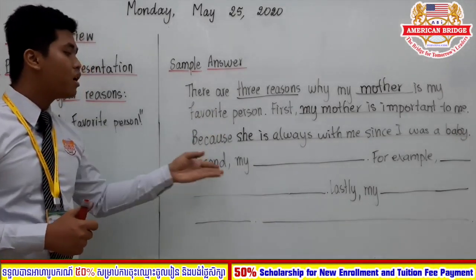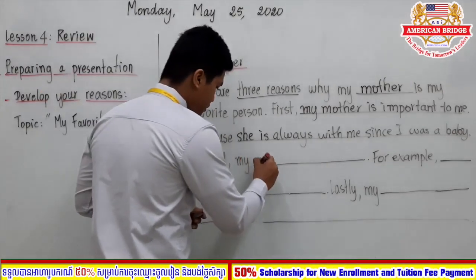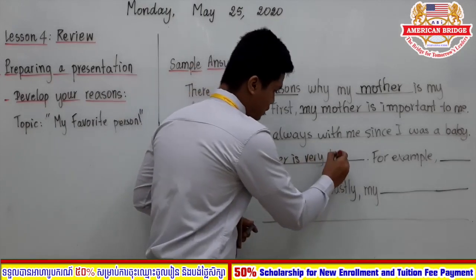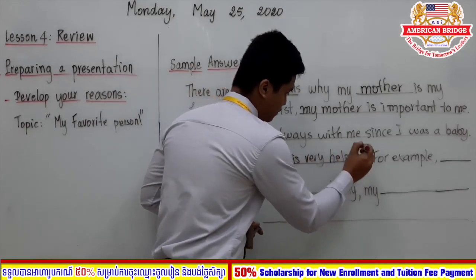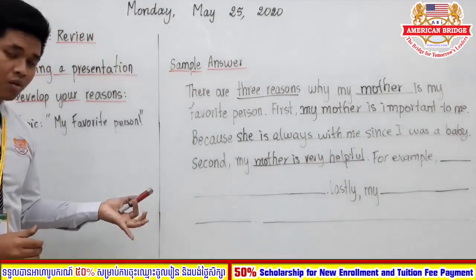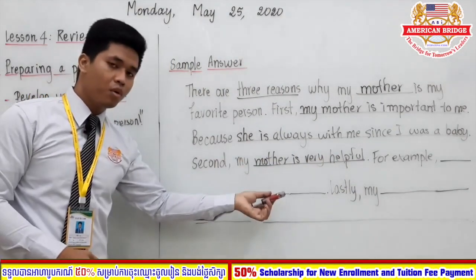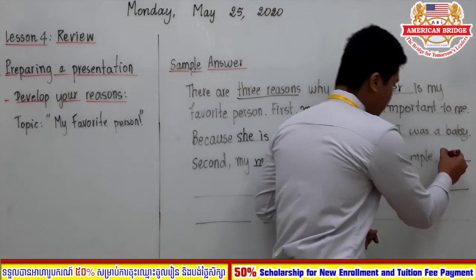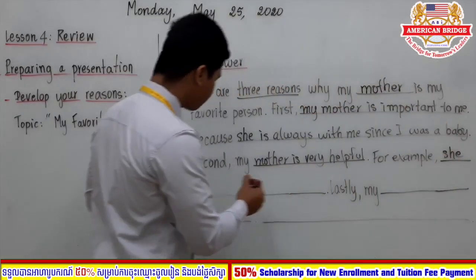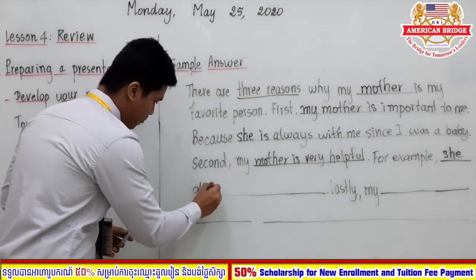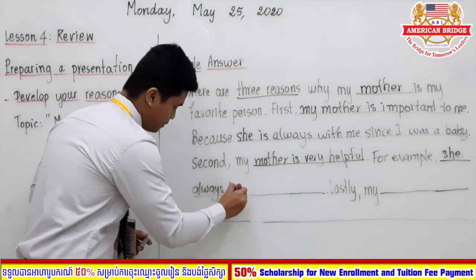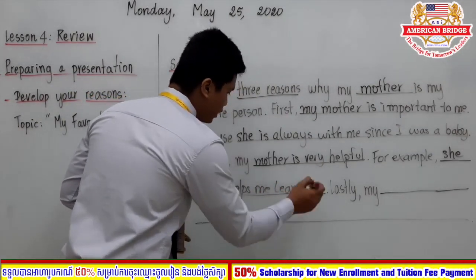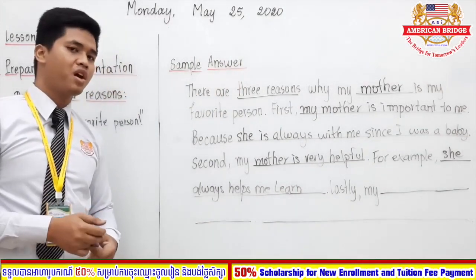And second, my mother is very helpful. Why do I say my mother is very helpful? I need to give an example. My example is, for example, she always helps me learn. So my mom is very helpful.